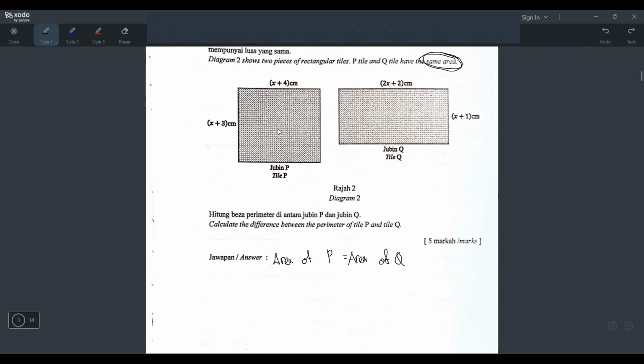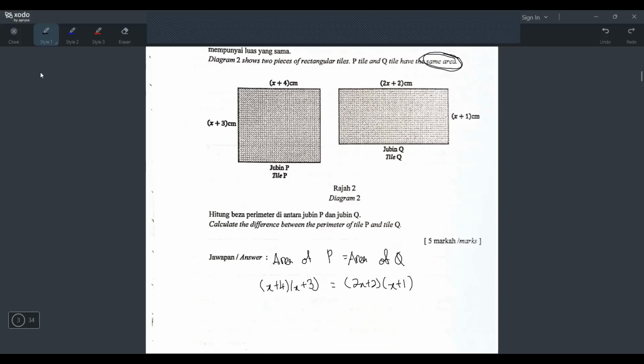So first, how to find the area of this rectangle? Just take the length times with the height, or you can say base times height, right? Tapak darab lebar. So what is the base? X plus 3 times x plus 4, or you can say x plus 4 times x plus 3. Okay, make sure you put nicely the bracket. What about area of Q? 2x plus 2 times x plus 1. That's how you find the area, right?